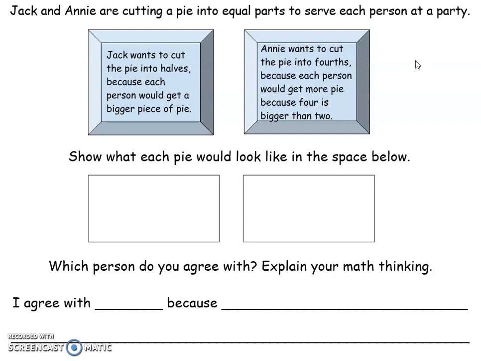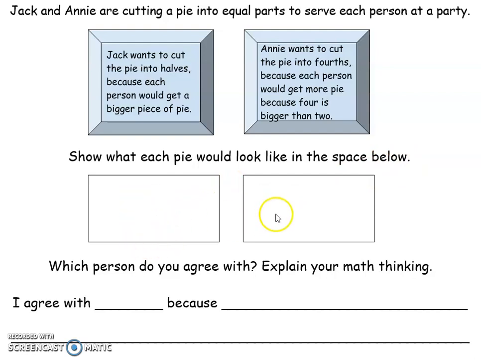Let's go ahead and start by reading our word problem. Jack and Annie are cutting a pie into equal parts to serve each person at a party. Jack wants to cut the pie into halves because each person would get a bigger piece of pie. Annie wants to cut the pie into fourths because each person would get more pie because 4 is bigger than 2. Show what each pie would look like in the space below.